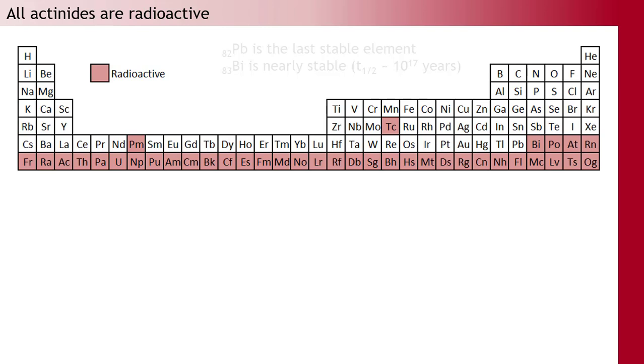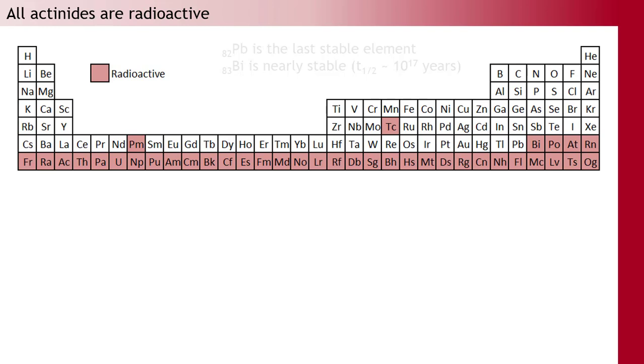Let's look at the elements where there are no known stable isotopes. With a couple of exceptions, number 43, technetium, and number 61, promethium, all of the unstable elements occur at the end of the periodic table.